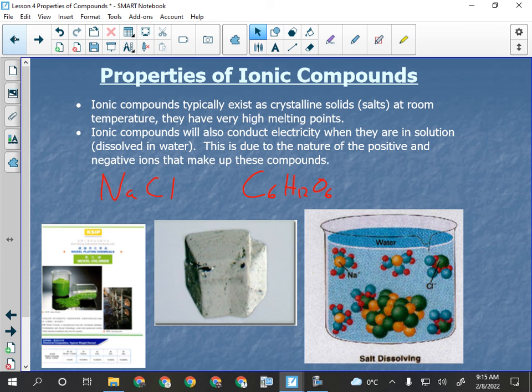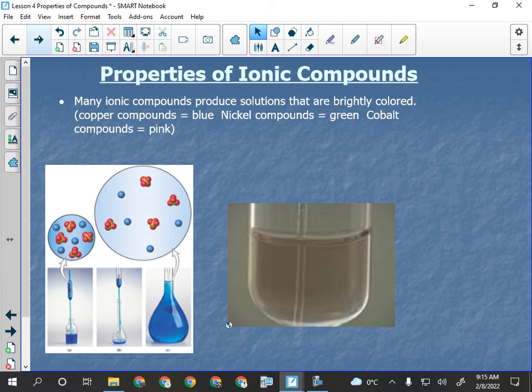All right, and that's listed here on the next slide. Copper compounds are blue, nickel compounds are green, cobalt-containing compounds are pink. Sometimes lead compounds are yellow. Lead is not going to be one of your unknowns on Monday, so we don't need to worry about that for now.